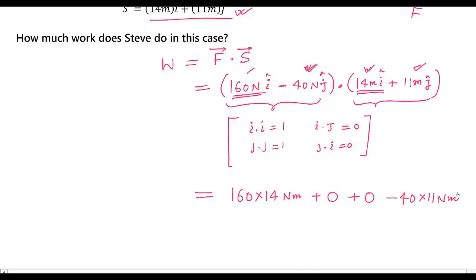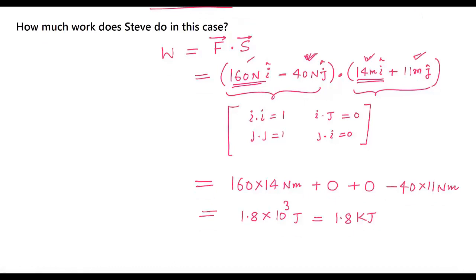So what I have done in this step, I have simply taken the dot product in terms of vectors, and you have to remember the fact that if you are taking the dot product of two unit vectors that are perpendicular, the dot product is 0, and if the unit vectors are in the same direction, then it will be 1. So if you calculate this, you will get 1.8 into 10 to the power 3 joule, or 1.8 kilojoule.